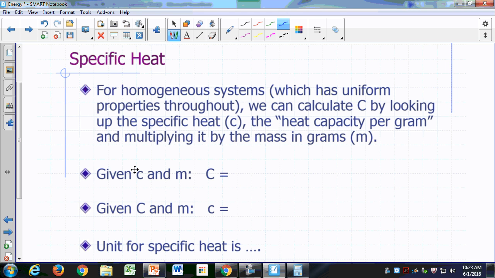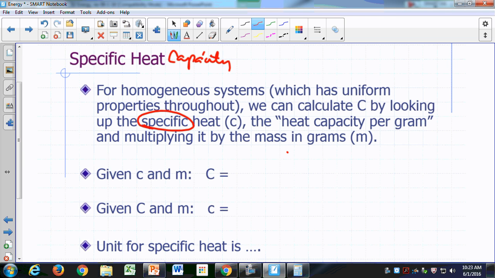If we try to look up the heat capacity of something, chances are you're not going to find it. But what you'll find is something called specific heat. The word specific, when you put it in front of something, usually means per gram. So specific heat is short for specific heat capacity, which by definition is heat capacity per gram.